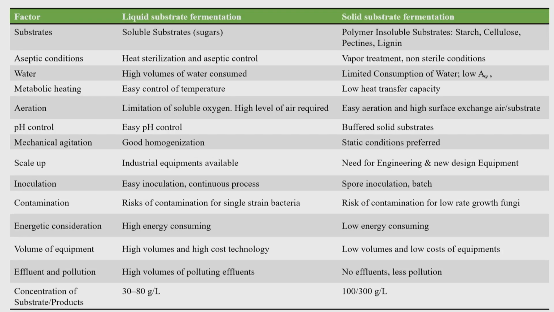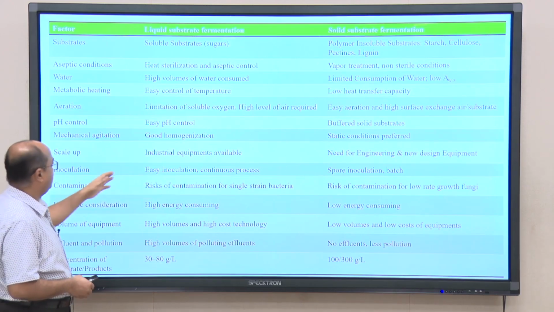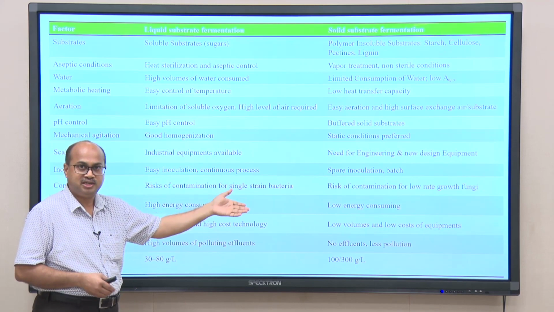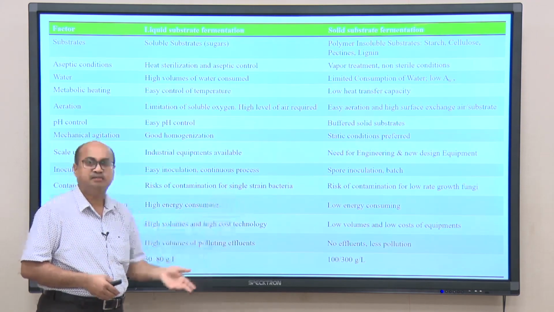So, this is a table which gives us information about the different factors, the liquid substrate fermentation and the solid substrate fermentation. So, if you see the second one under aseptic condition, for the liquid substrate fermentation, there will be heat sterilization and aseptic control, and for the solid state fermentation, vapor treatment and non-sterile conditions. So, when you talk about let us say the inoculation here, okay. So, easy inoculation and continuous process under the liquid substrate fermentation, and this one under solid state fermentation, spore inoculation, and it is a batch process because mostly it is being done by the fungi.